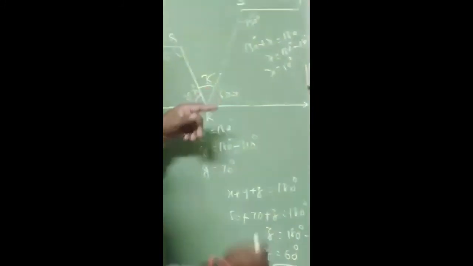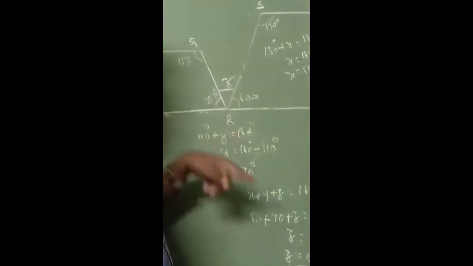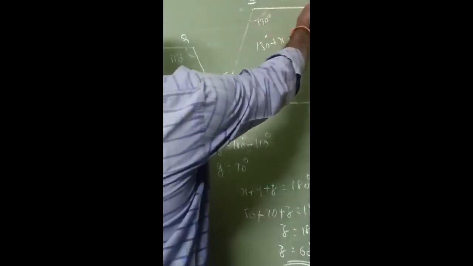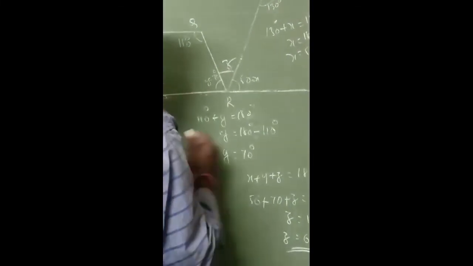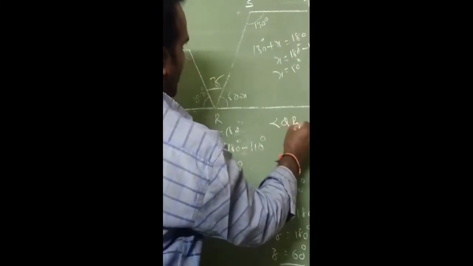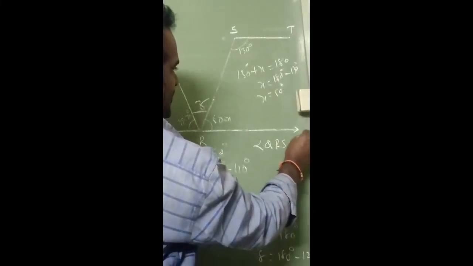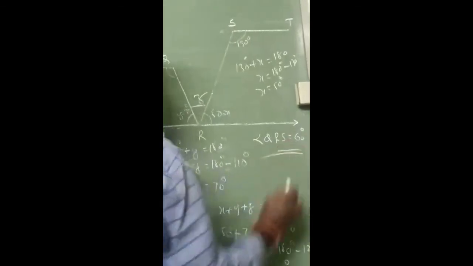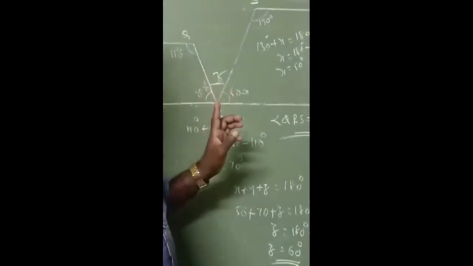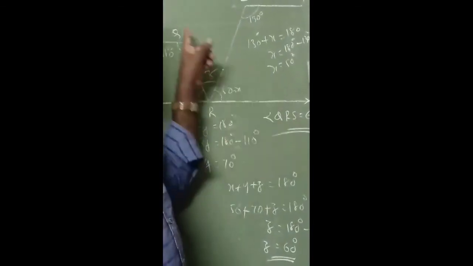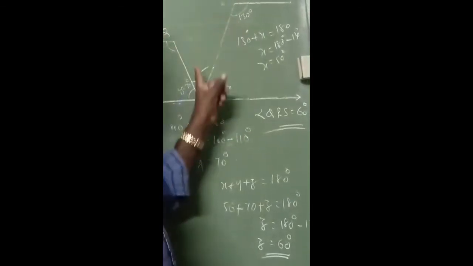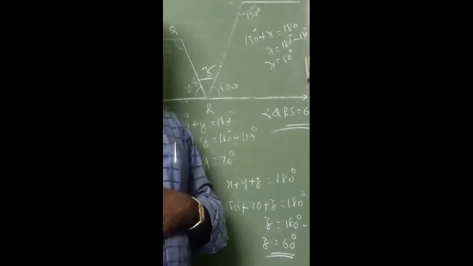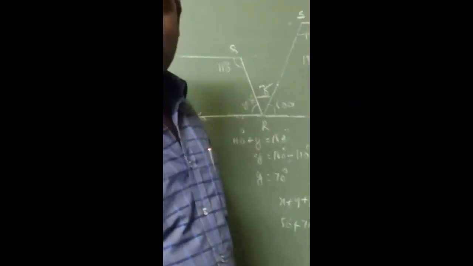Therefore, this angle is equal to z, which is 60 degrees. So angle QRS is equal to 60 degrees. Angle QRS is angle Z. Angle Z is equal to angle QRS, which is 60 degrees. Okay, students, thank you.